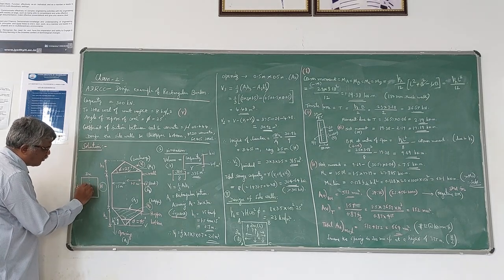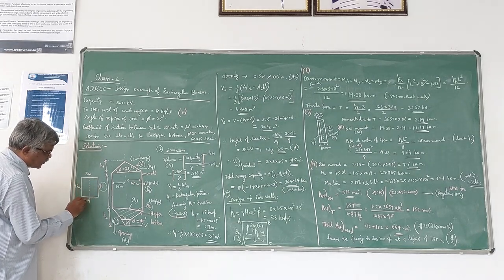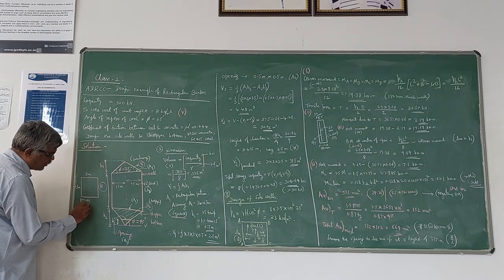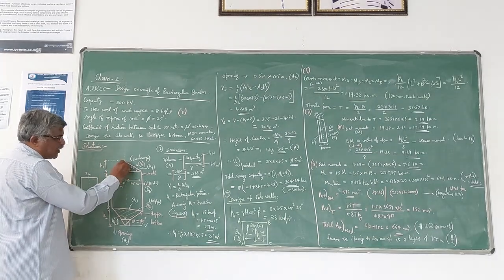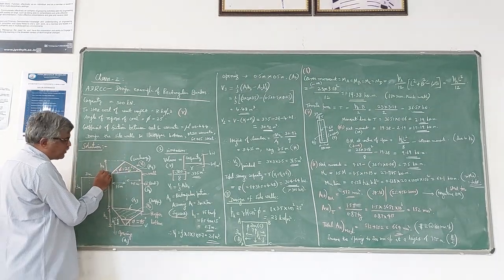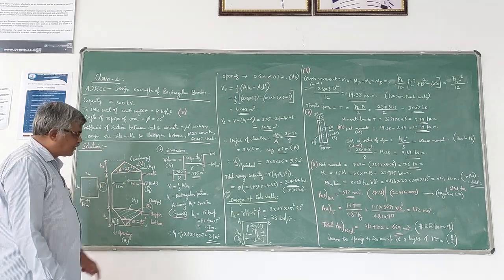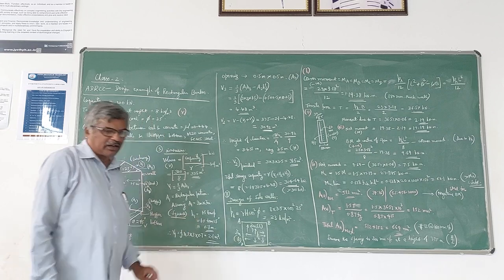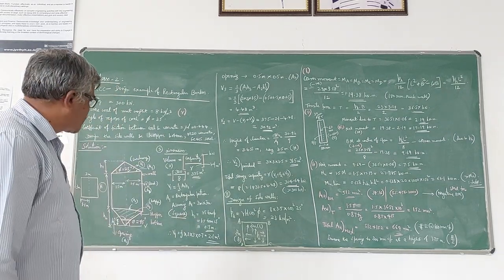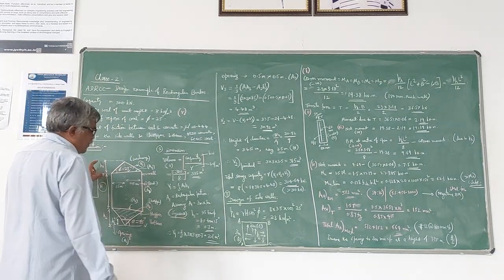In that, you have to take half, 1.5 meters. So your H1 now, in this small triangle, is half of the triangle. If you want H1, it is 1.5 into tan 25, so you are going to get 0.7 meter. So H1 is 0.7 meter.